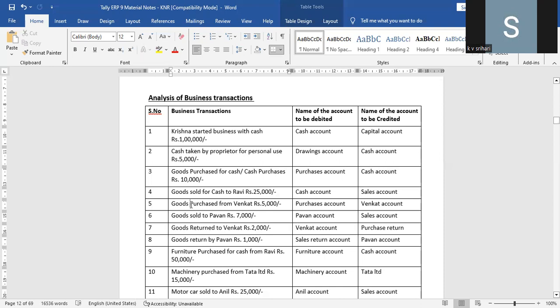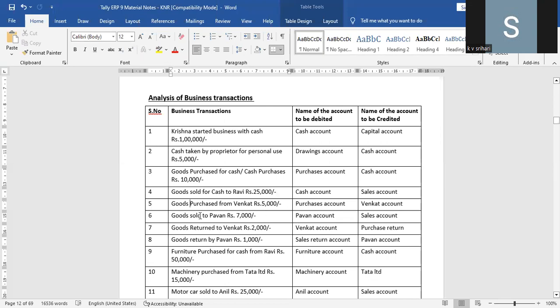Next one, goods purchased from Venkat, rupees 5,000. You are purchasing the goods from Venkat. It is a credit transaction; you have not paid the amount. Venkat is a giver. Giver, which side? Credit side. Now goods are coming in, which side? Debit side. So in this entry, debit is purchases, Venkat is the credit.